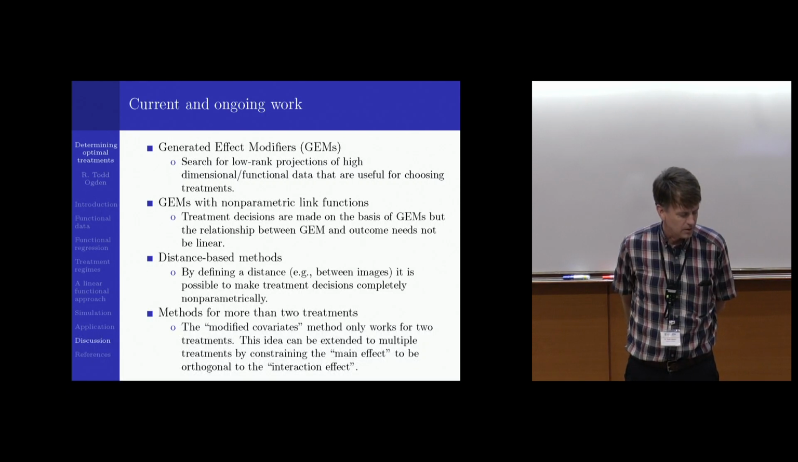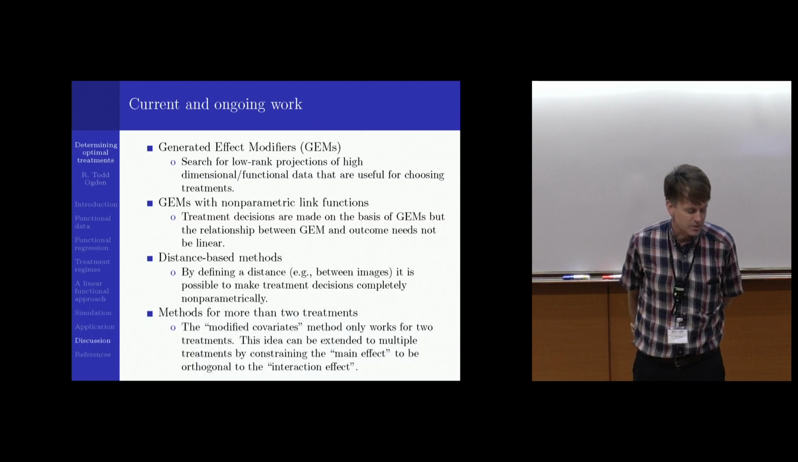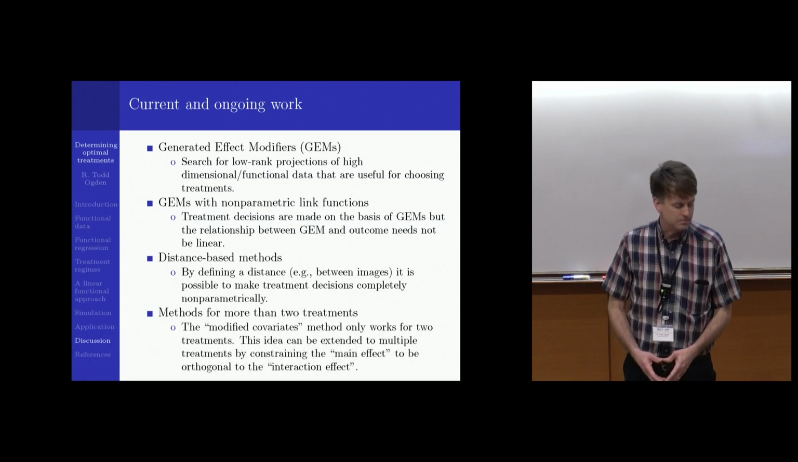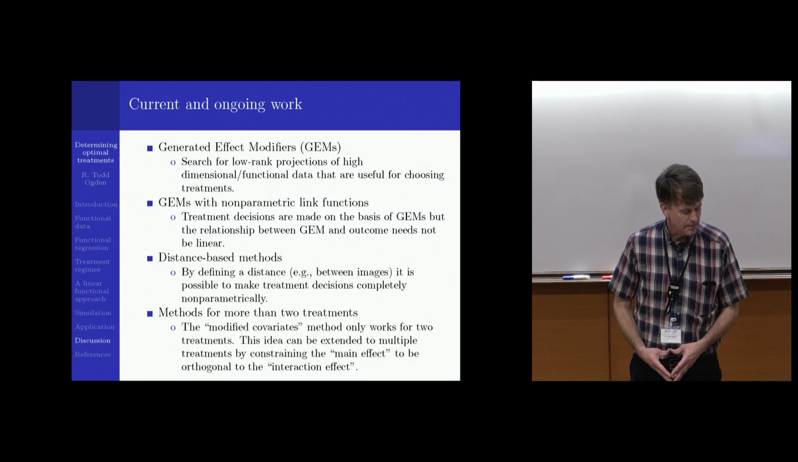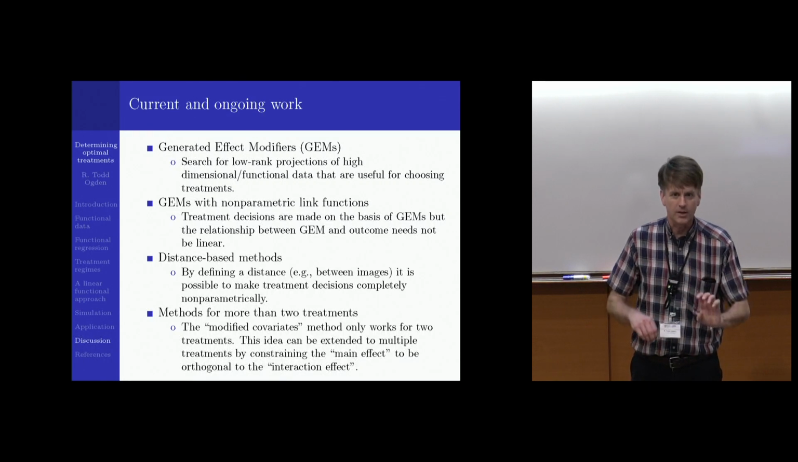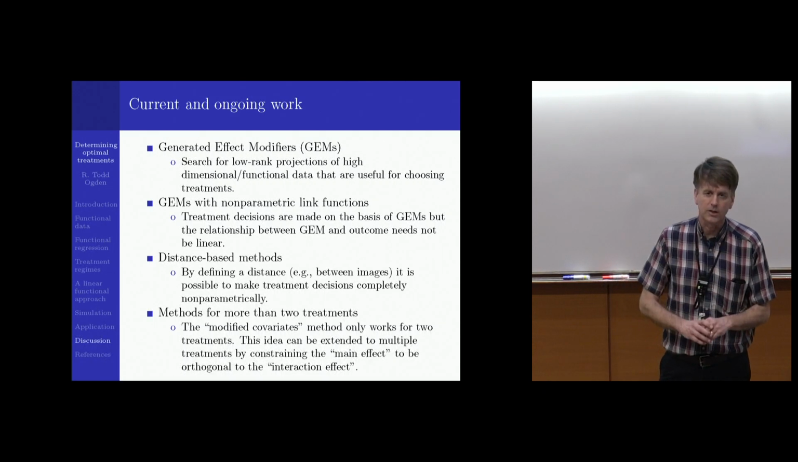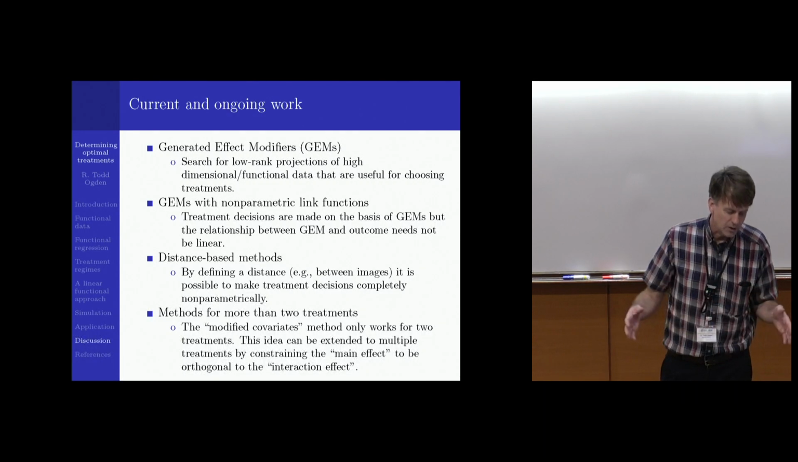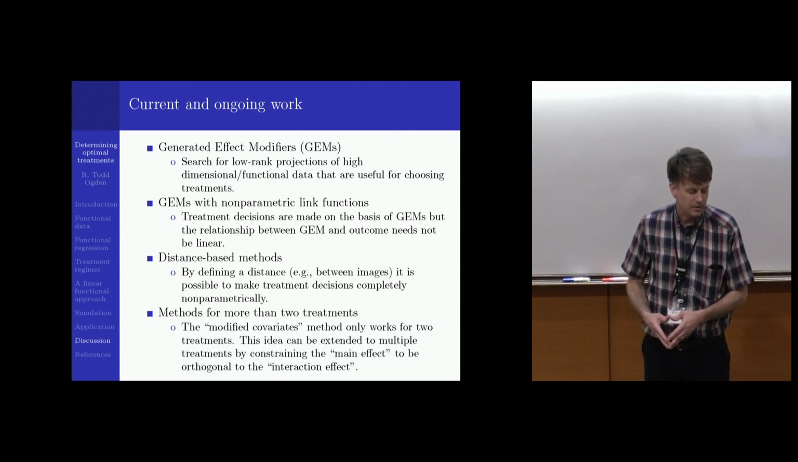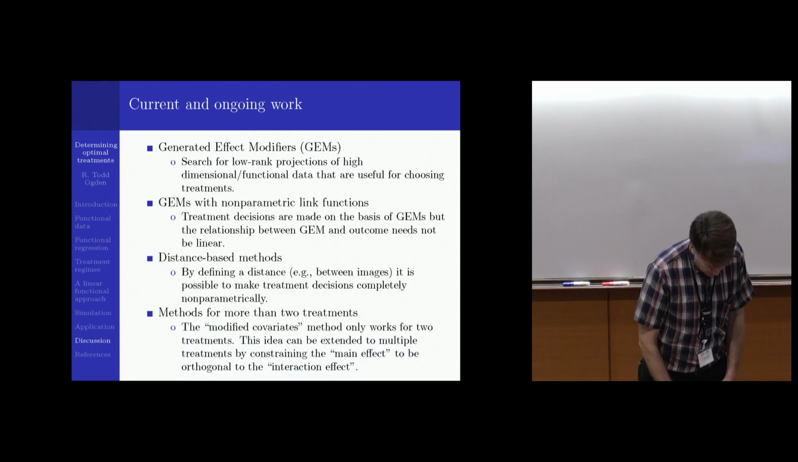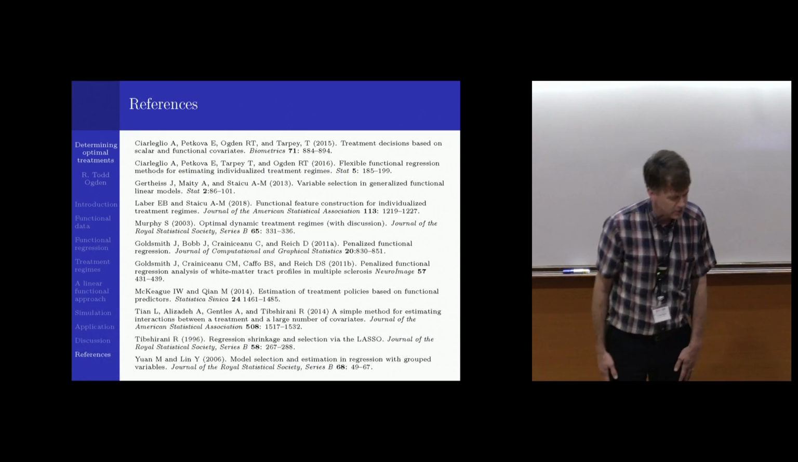Then there's other work that is almost done but not quite ready, and that is more than 2 treatments. This modified covariates paper, I really like this paper. It's so clever, but it really only works for 2 treatments, -1 and 1. But it turns out if you constrain your model to be just additive, an H piece and an F piece only, and constrain H to be orthogonal to F, then you can do the same trick and get rid of the need to estimate the main effect. So you don't have to worry about whether it's misspecified or not. That's all I've got to say. Here are a few references, and I thank you for your attention.